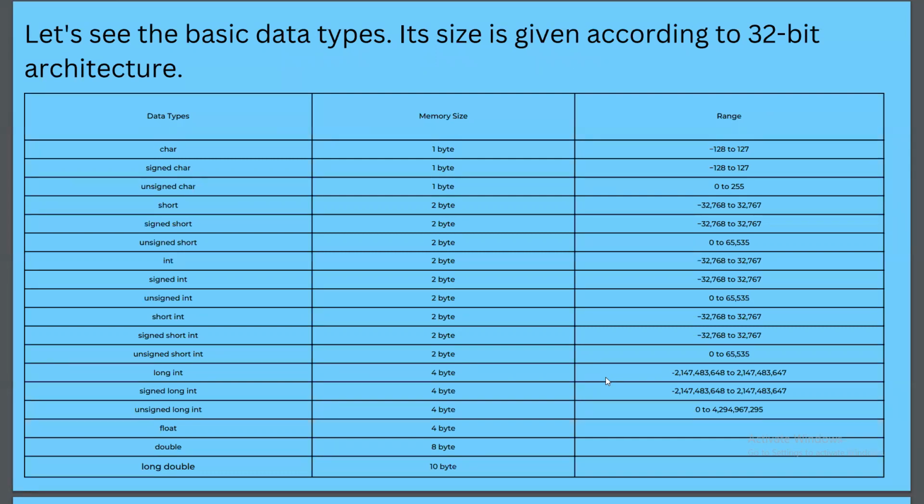Let's see the basic data types. The table is given according to a 32-bit architecture. You know, guys, in a 64-bit architecture, this size may vary. Not completely, but yes, there can be small variations. So here the data type char is given, its memory size is 1 byte, and the range is minus 128 to 127.